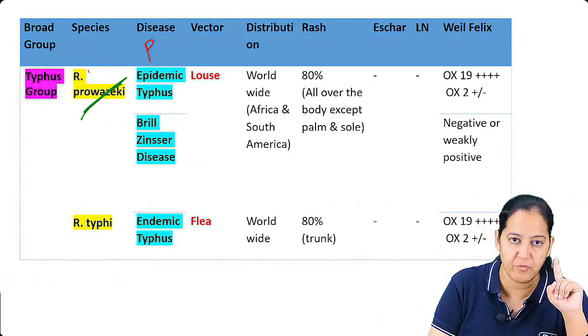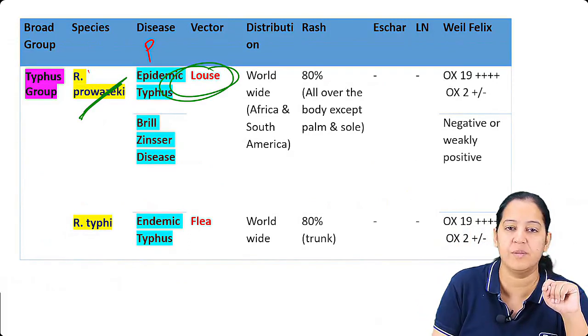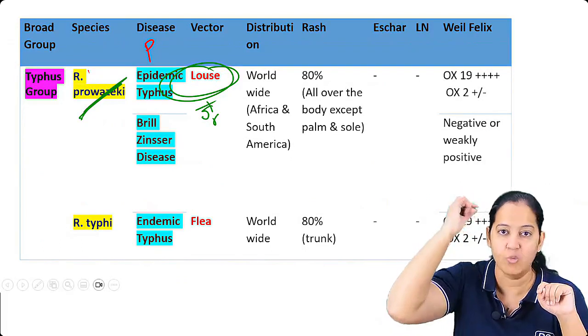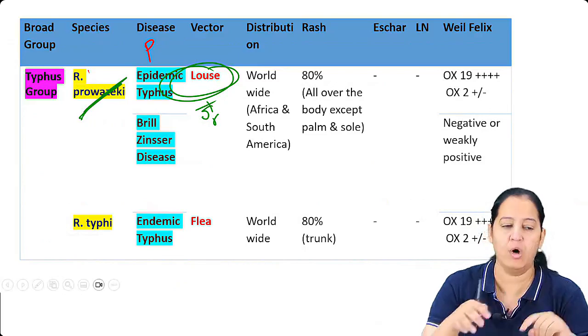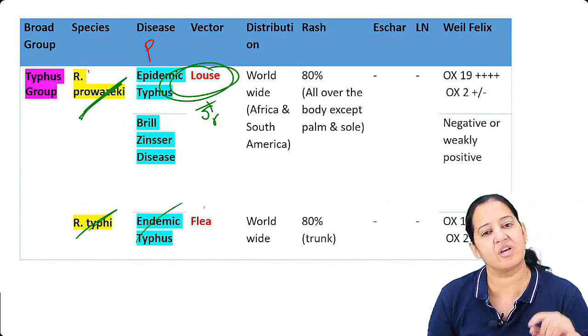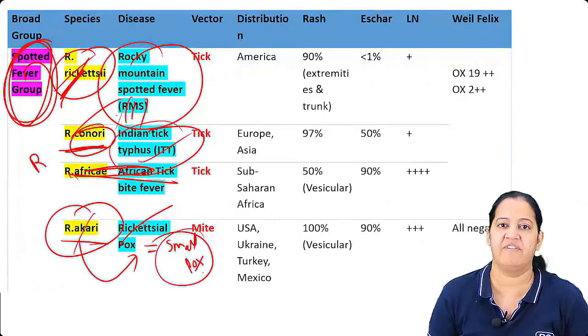So Rickettsia prowazekii is transmitted by louse. Louse को हिंदी में कहते हैं जूं. बालों में होती है जूं. Have you heard about the head louse? Louse, है ना? Body louse भी होती है. That is जूं, है ना? Epidemic, endemic typhus is transmitted by flea. It is transmitted by flea, है ना?